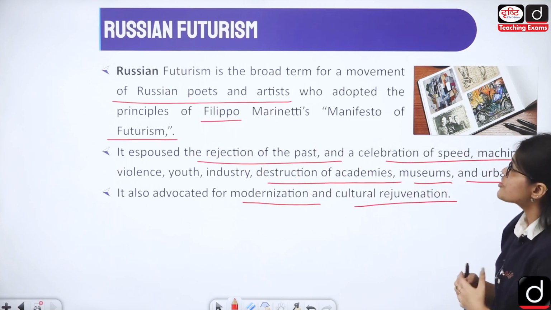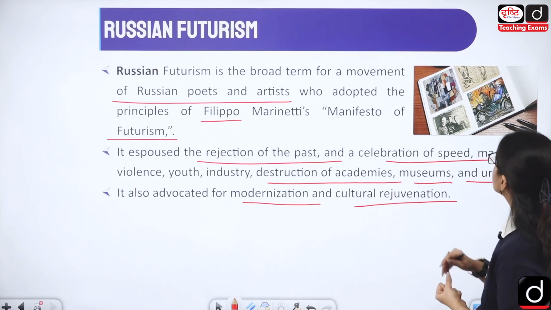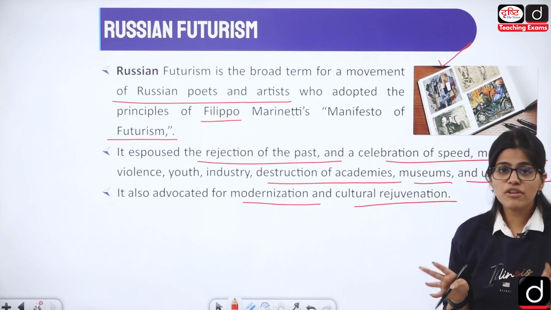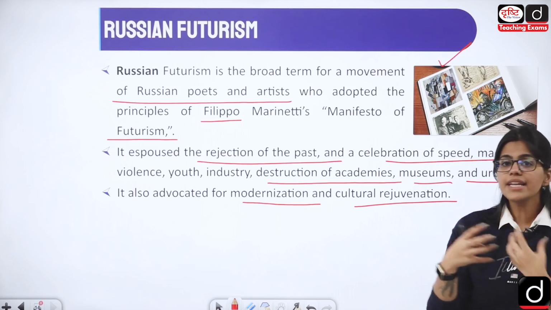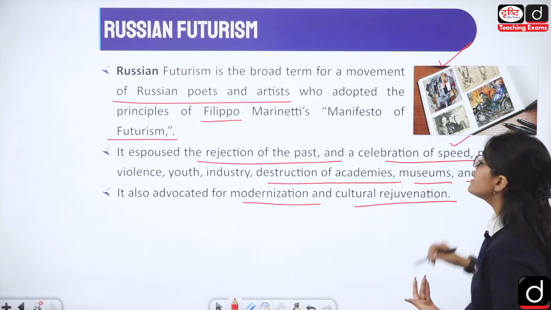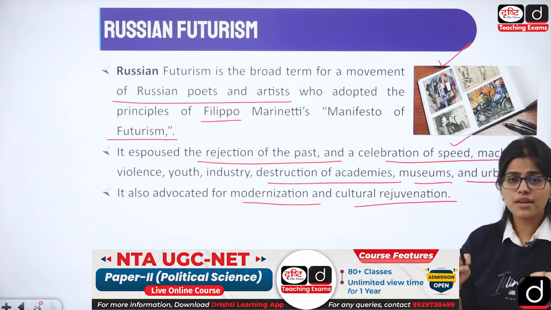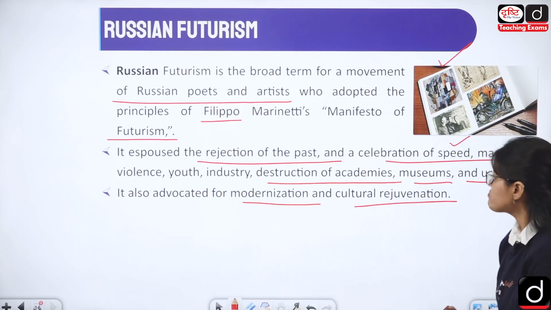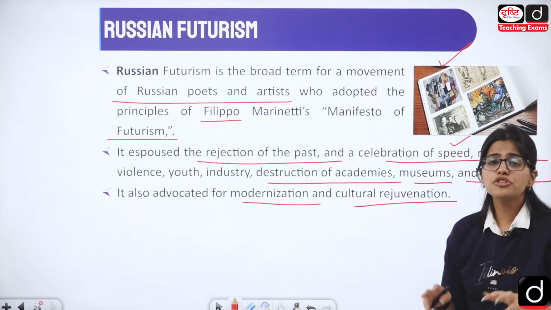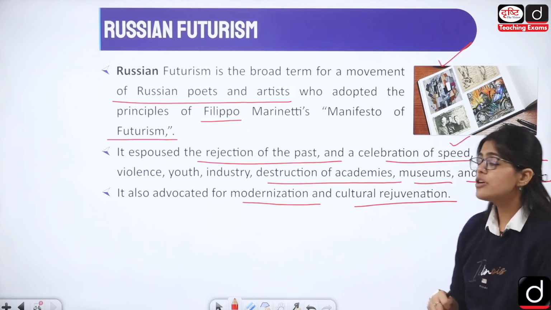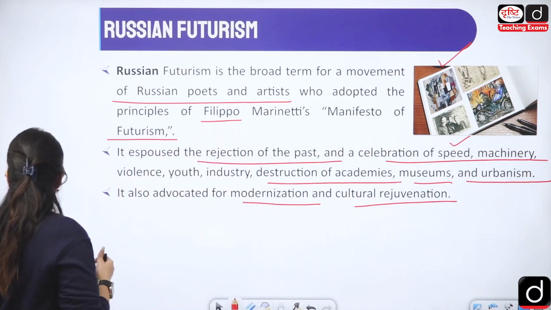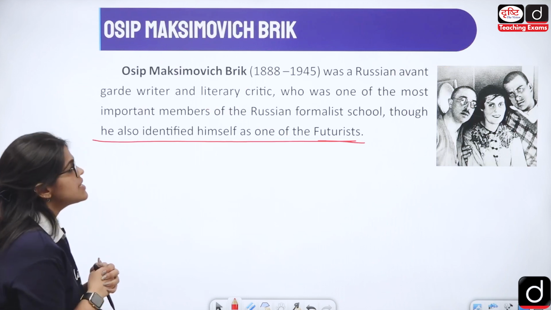This inspired many Russian poets and artists of that time, many painters of that time, and they started to draw like this, and maybe they were writing along these lines as well. They started to espouse the rejection of the past. So it's like an avant-garde movement. There is this alienation effect that they tried to create, and they tried to celebrate the fast changing world: the speed, the machinery, the violence, the youth, the industry that was coming, and the past culture was not that important for them. They tried to advocate modernization and a fast changing world. They also said that there should be a complete destruction of all the things that were old, like the old academic structure, the museums, or the other things that were there. So this was futurism. And we have this writer, Osip Brik, who is associated with futurism.